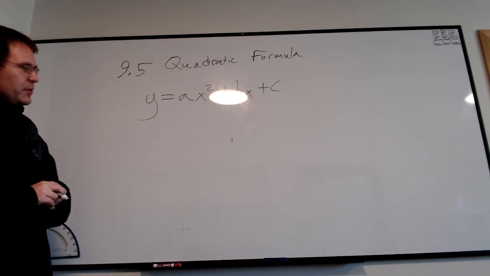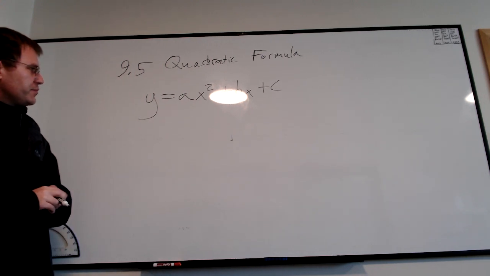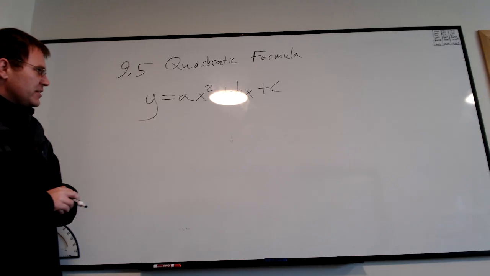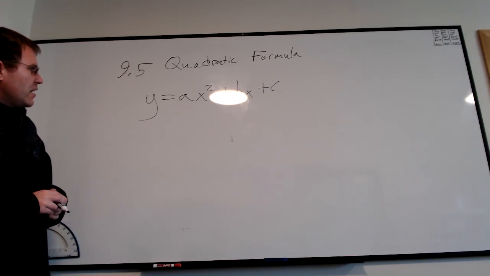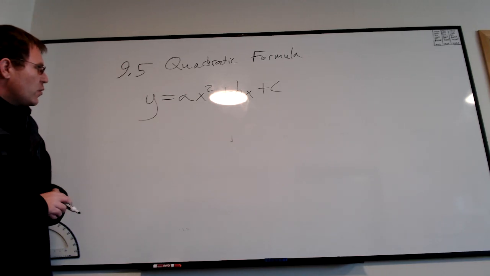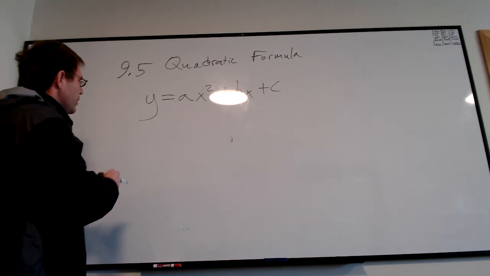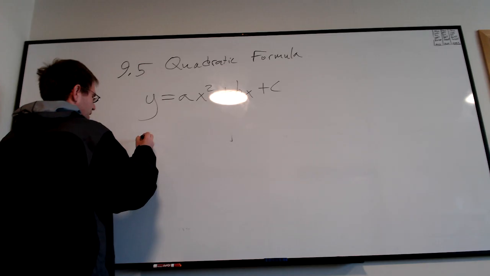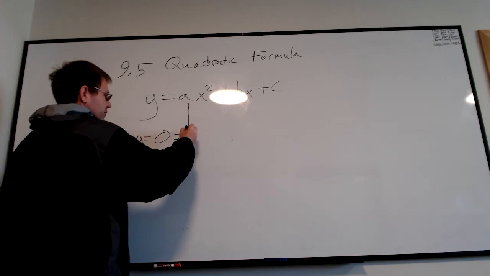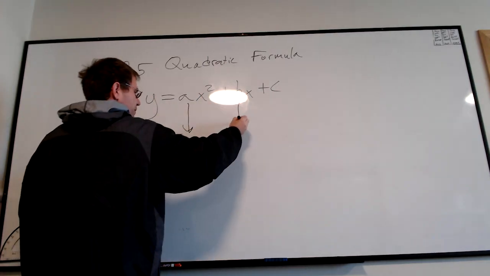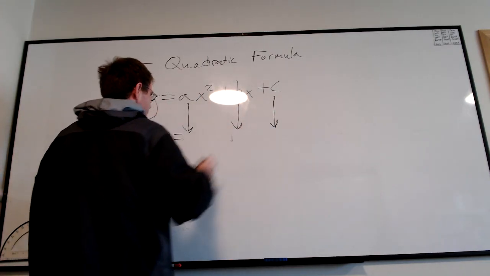There's a couple of different versions of parabolas that I can draw up here in just a second. But the first thing to note is that we're now going to start to solve this where y equals 0. So y equals 0 equals this whole thing.